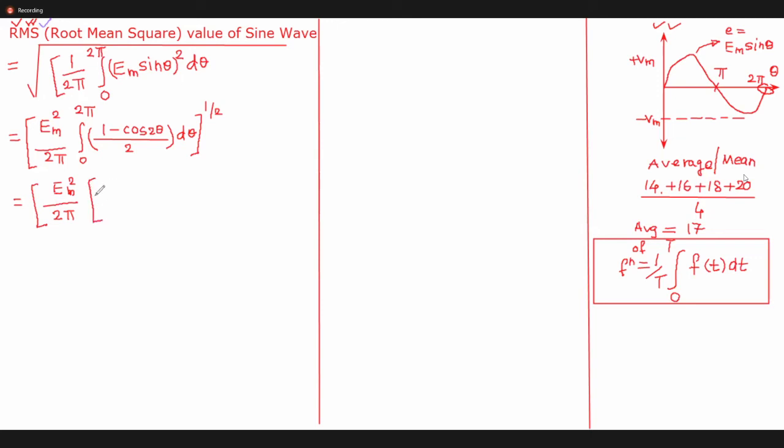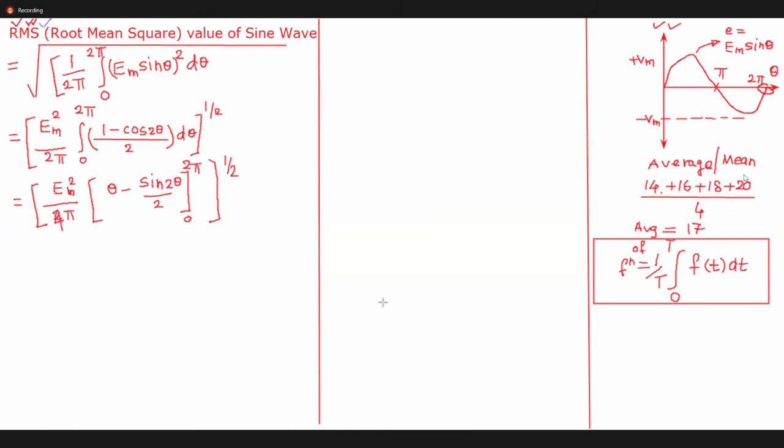So now this 2, I'll take it out common. So I will write down by 4 pi over here. This will become theta minus sine 2 theta by 2. Integral limits are from 0 to 2 pi. And the whole thing is again under root. Now I will write the next step over here like this.